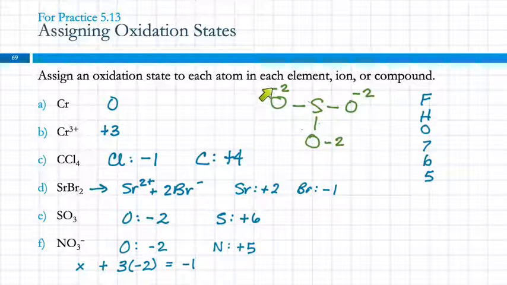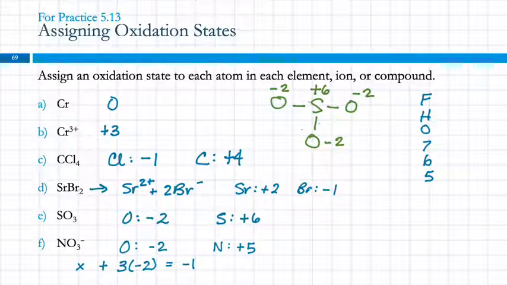So if this one's an imaginary -2, imaginary -2, imaginary -2, what does this one have to be so that they all add up to 0? I almost said it. It has to be +6. Okay?